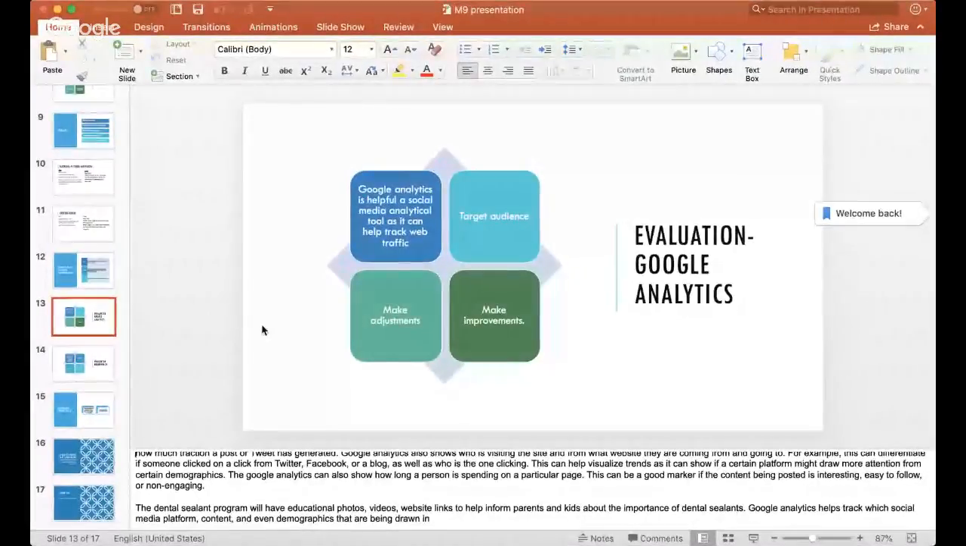Another thing is that the dental sealant program will have educational videos, photos, and website links to help inform parents and kids about the importance of dental sealants. Google Analytics helps track which social media platforms, content, and even demographics are being drawn in, and that's really helpful.